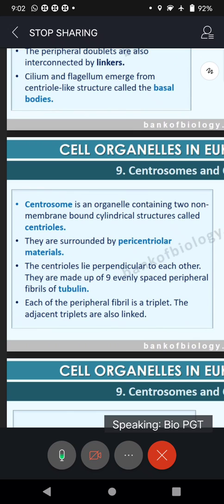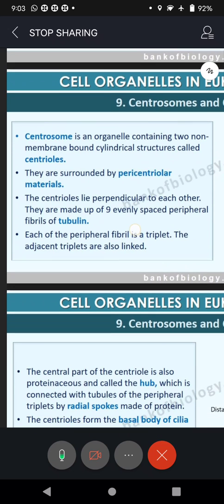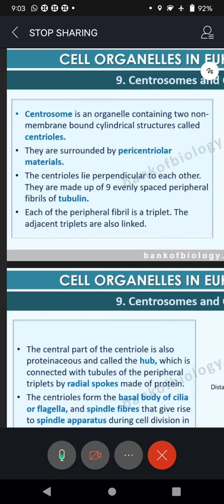Centrosome is an organelle containing 2 non-membrane bound cylindrical structures called centrioles. Like in the cell there will be organelles called centrioles, and these centrioles help in cell division. During mitosis and meiosis, centrioles will pull the chromosomes to opposite poles, and these centrioles are present in a structure called centrosome, and they are also surrounded by pericentriolar materials. The centrioles lie perpendicular to each other. One will be present up, one will be present down.